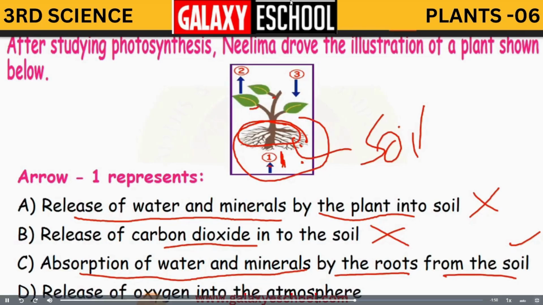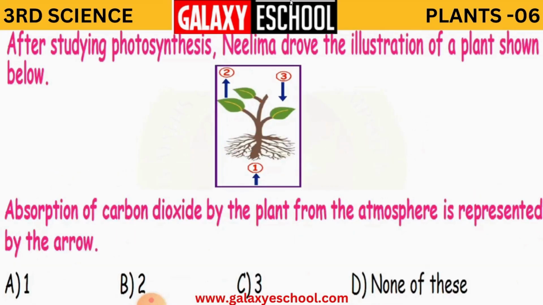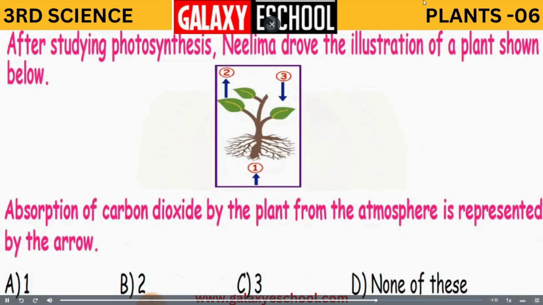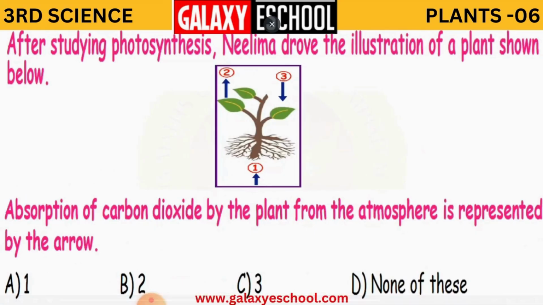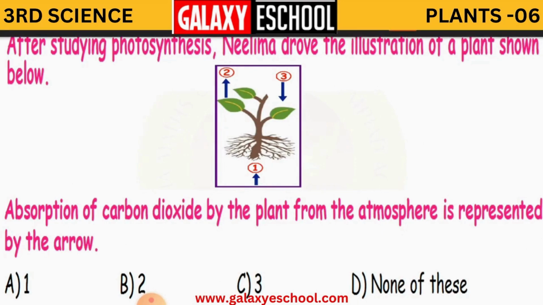Okay children. Now D option, release of oxygen into the atmosphere. This one. So this is also wrong. Okay. Clear? Now we'll go to the next question. After studying photosynthesis, Nilima drew the illustration of a plant shown below. Same picture children, as we had in the previous question. Again in the same picture, now we have to find the answer for another question.